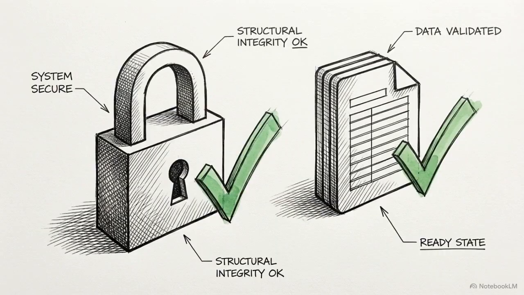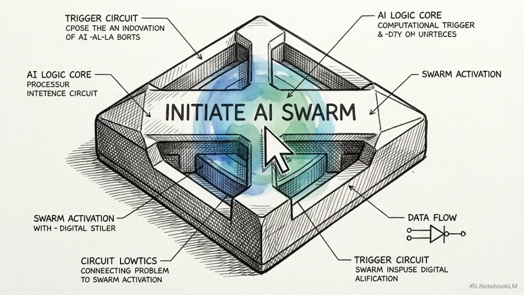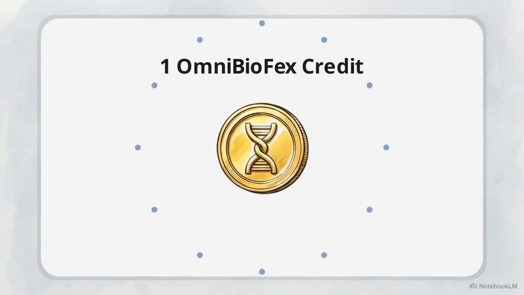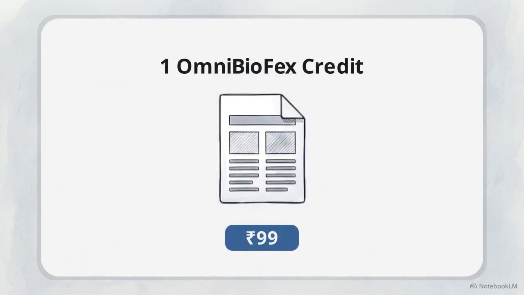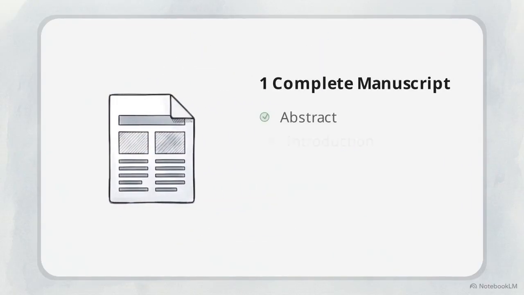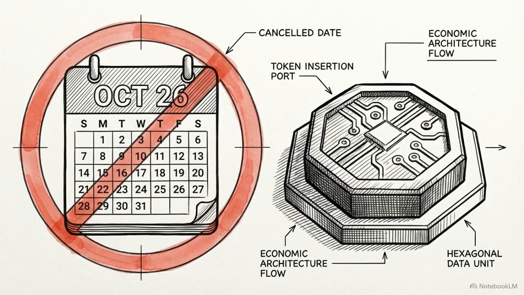With the data secured and the template selected, the researcher transitions from the manual editor to the full AI research phase. Triggering the multi-agent swarm requires exactly 1 credit, priced at 99 rupees, which yields 1 complete manuscript. OmniBioFex rejects standard monthly SaaS subscriptions in favor of a pay-as-you-go model.